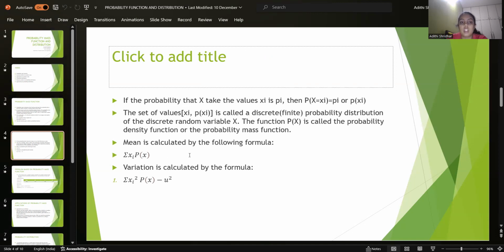The set of values xi, p(xi) is called the discrete finite probability distribution of the discrete random variable x. The function p(x) is called the probability density function or the probability mass function. Mean is calculated by the formula summation of xi times p(xi). Similarly, variance is calculated by the formula summation of xi square p(xi) minus mu square.